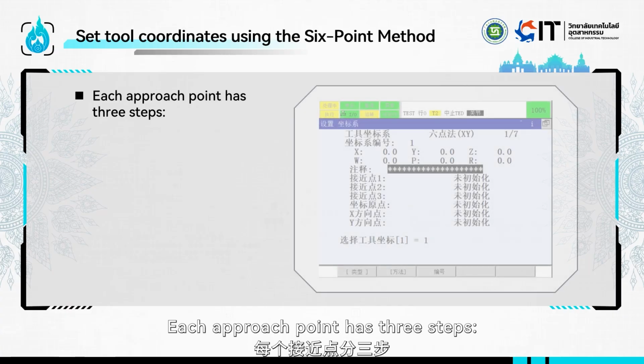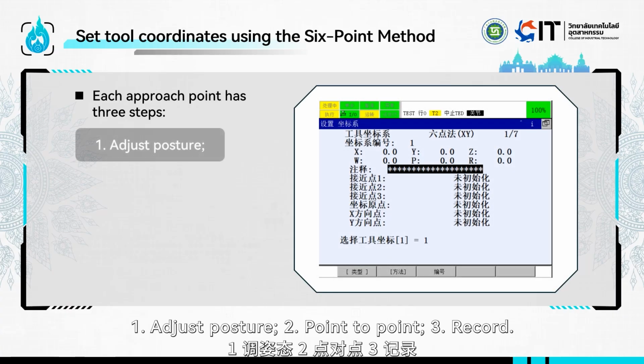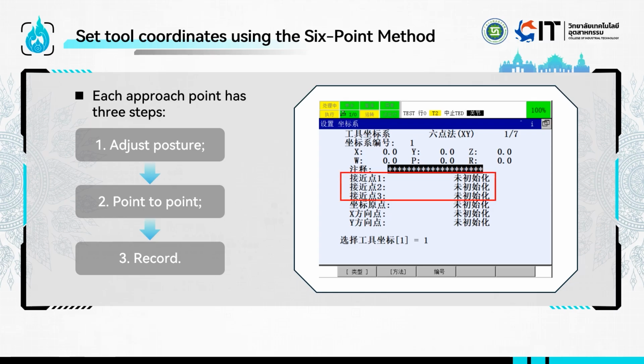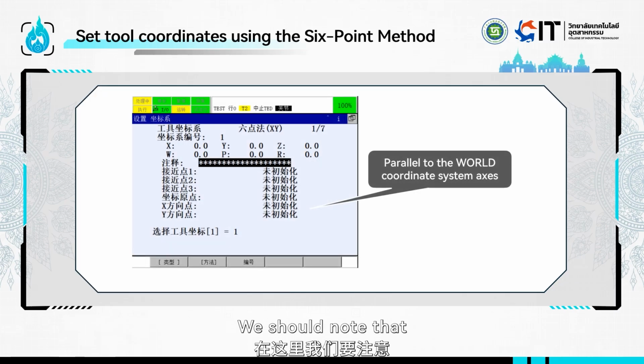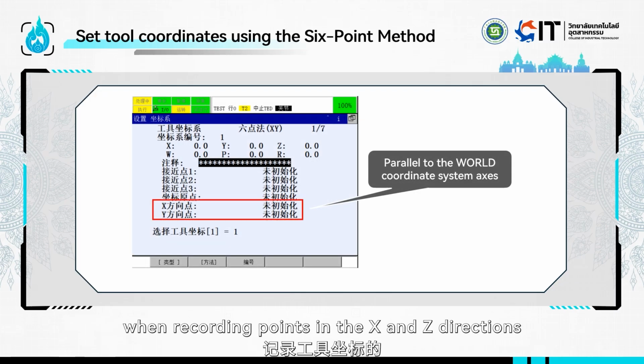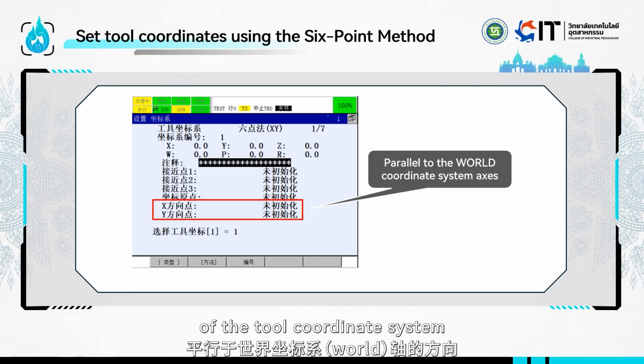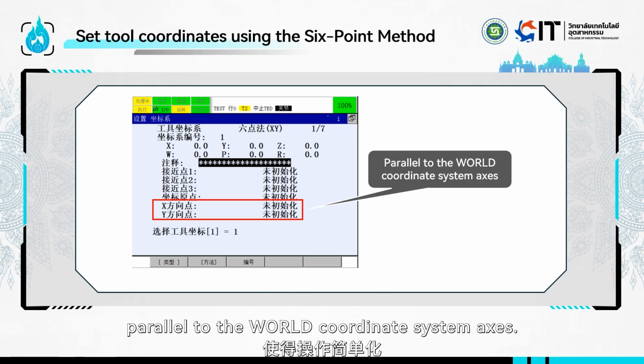Each approach point has 3 steps. 1. Adjust posture. 2. Point to point. 3. Record. We should note that when recording points in the X and Z directions of the tool coordinate system, we can simplify the operation by aligning the X and Z axis of the tool coordinate system parallel to the world coordinate system axis.